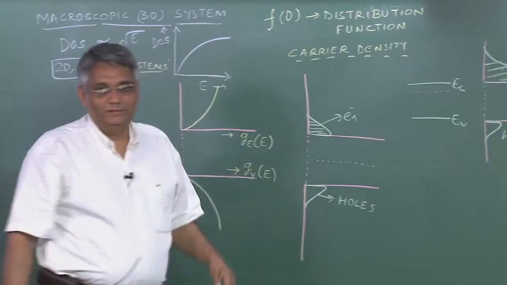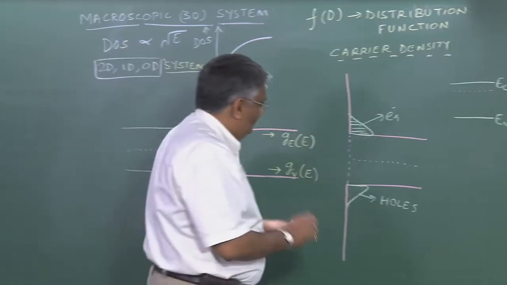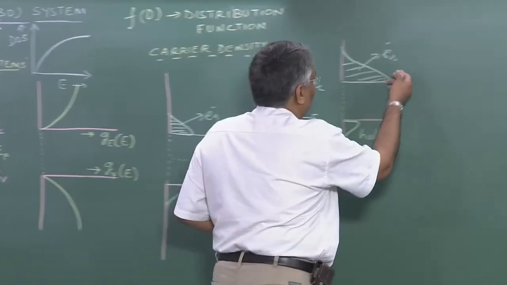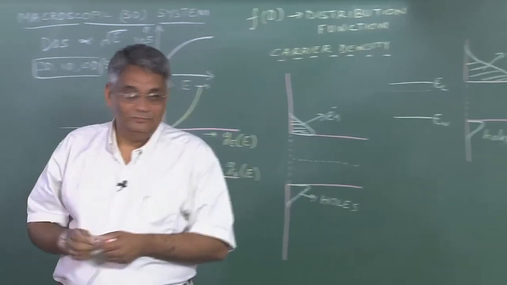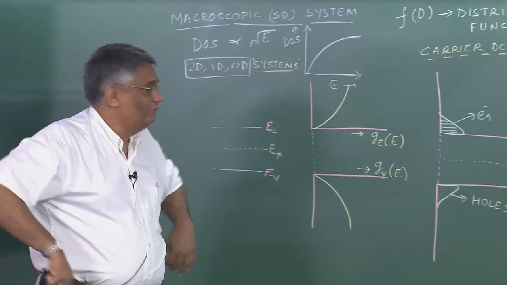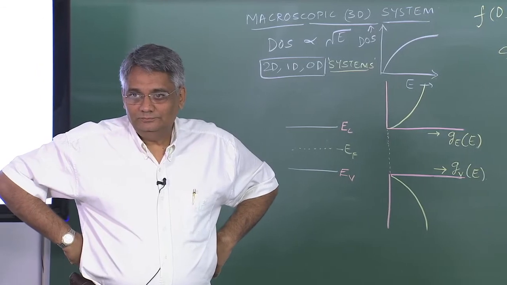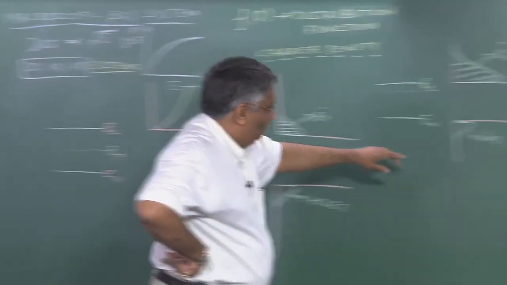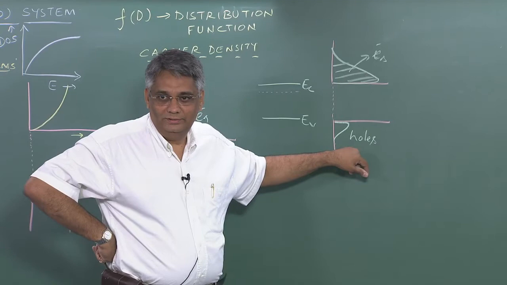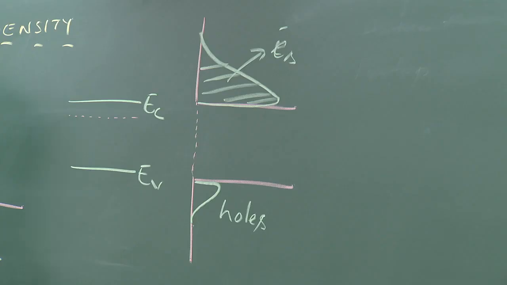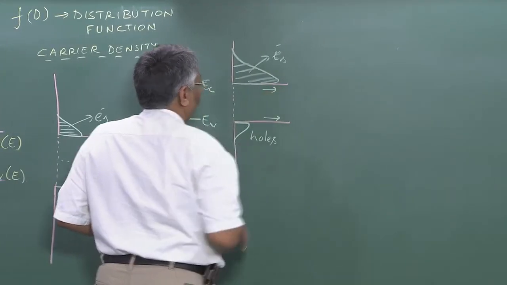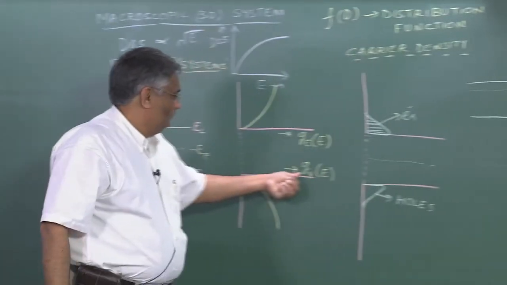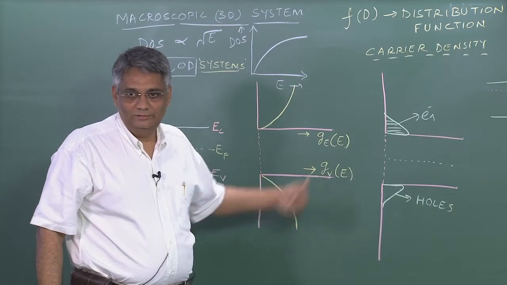So you can also plot the occupation in each case. What is it here in this particular case? F of E. And what happens to the probability distribution function in this particular case? 1 minus f of E. So in terms of the density of states, how can we write that?